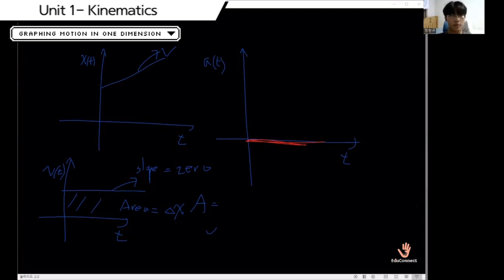The graphs of an object moving at constant speed were more interesting than those of the stationary object. We'll see that as an object's motion increases, the graphical information grows proportionally.